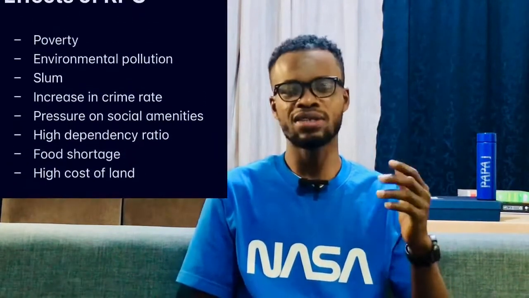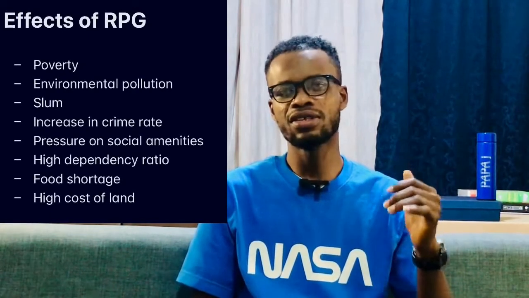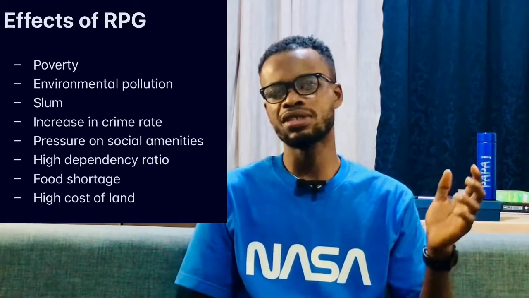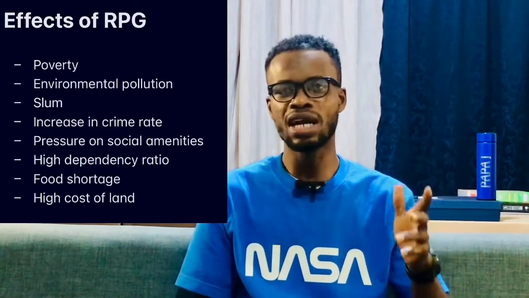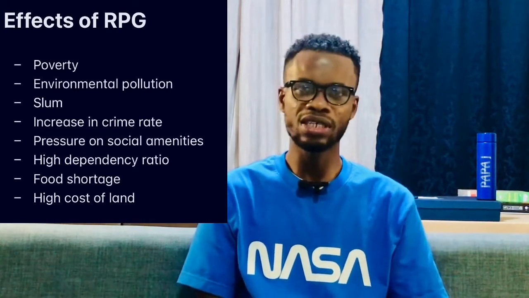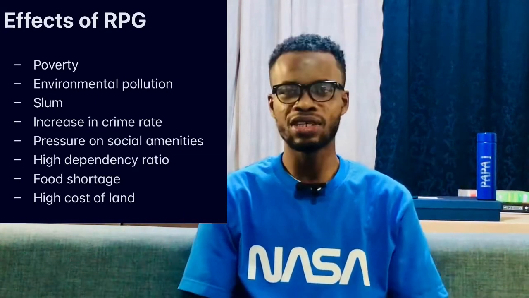So there are a lot of causes of rapid population growth. When you go through your textbooks, you come across them. There are effects, of course, and that is where our attention needs to go. When you take the effects and pick issues concerning social problems, you realize that most of the social problems occur because of rapid population growth. Look at the high crime rate. Look at poverty. Look at pressure on social amenities, pipe-borne water, electricity, for instance, and accommodation, and so on and so forth. Yes, so these are some of the effects as well.